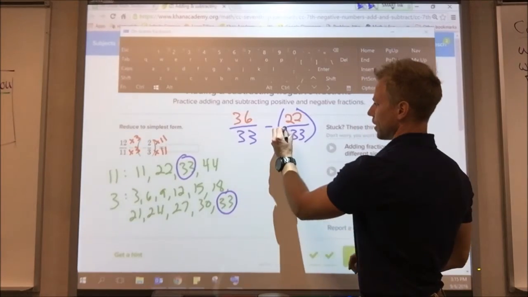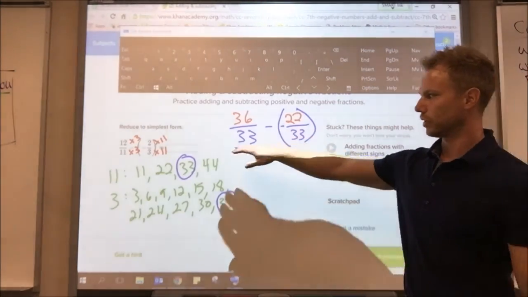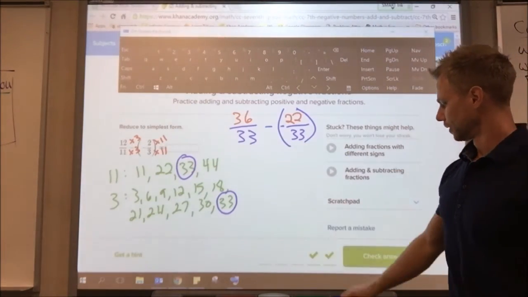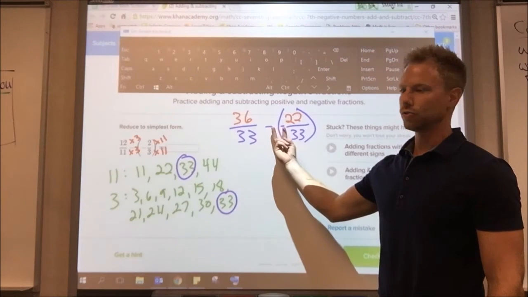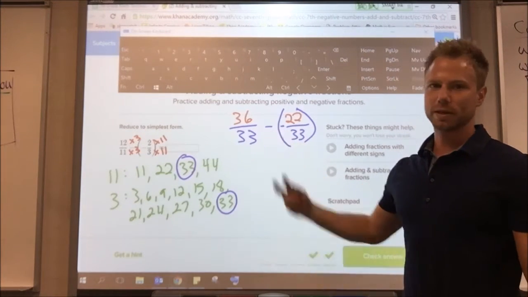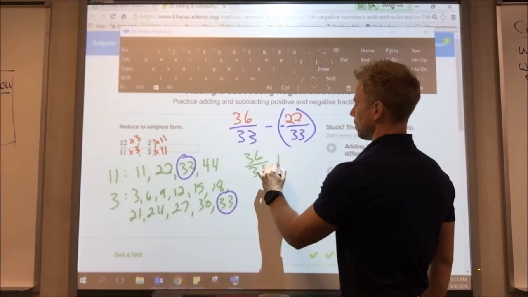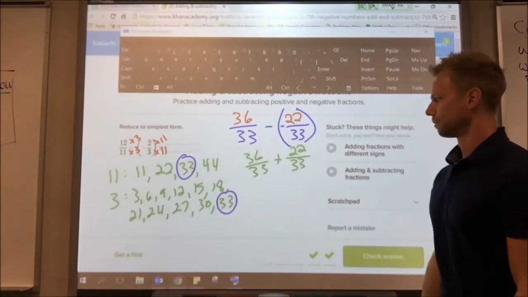And I have to make sure I have my negative in front right there. Almost missed that. I have to make sure we copy those very carefully, have all our negatives in there. Then I look here, I say I have 2 negatives right next to each other, 2 like signs. Tells me that becomes a positive. So 36 over 33 plus 22 over 33.